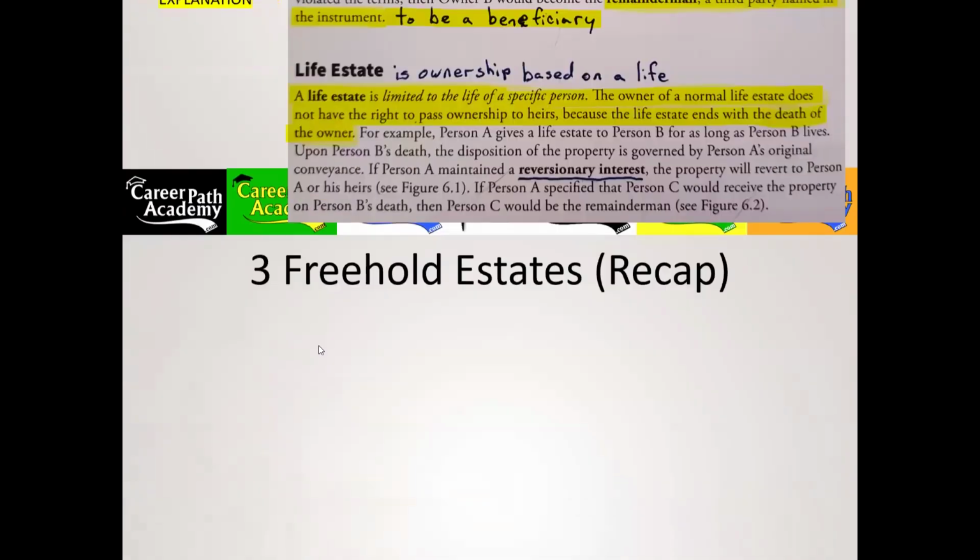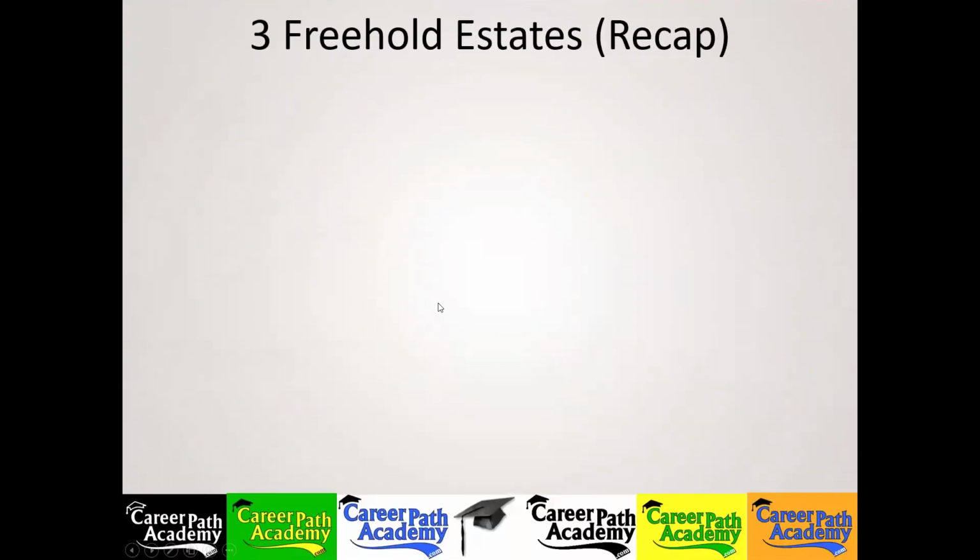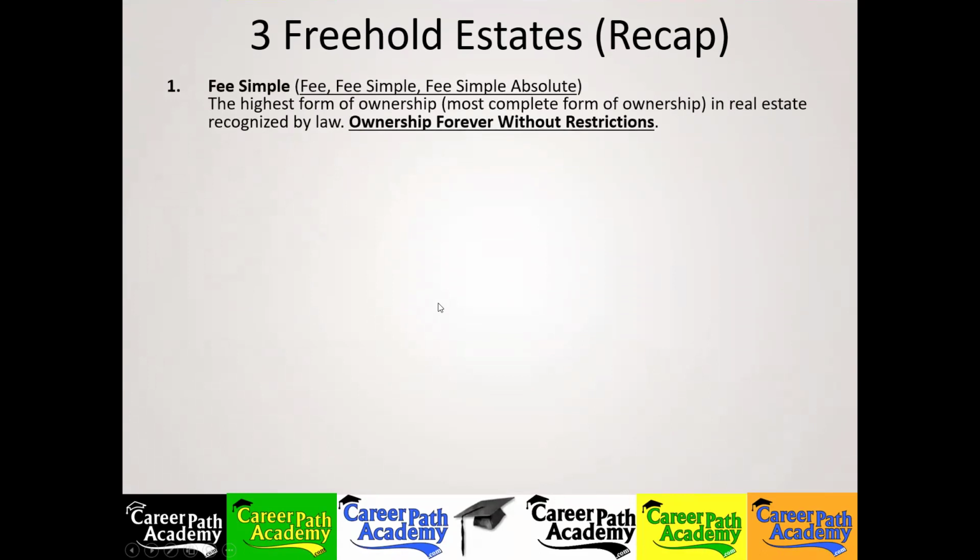All right. So the 3 freehold estates, to recap, we have fee simple. It goes by 3 different names. It's also known as fee simple, or fee simple absolute. That all means the same thing. It's the highest form of ownership that's recognized by law. It's the most complete form of ownership. It's ownership forever. You own that property even after you die. You could decide who gets it. So it's ownership forever without any restrictions on that ownership.